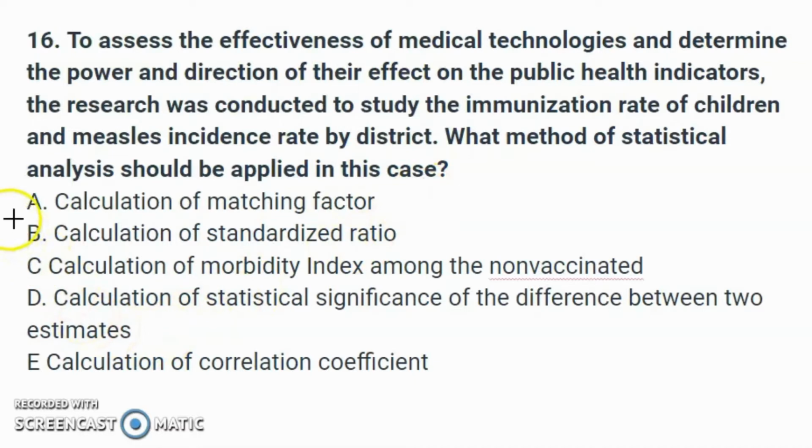Options: A. Calculation of matching factors, calculation of standardized ratio, calculation of morbidity index among the non-vaccinated, calculation of statistical significance of the difference between two estimates, calculation of correlation coefficient.